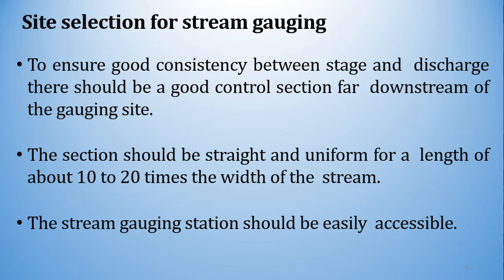To ensure good consistency between stage and discharge, there should be a good control section far downstream of the gauging site. The section should be straight and uniform for a length of about 10 to 20 times the width of the stream. The stream gauging station should be easily accessible.